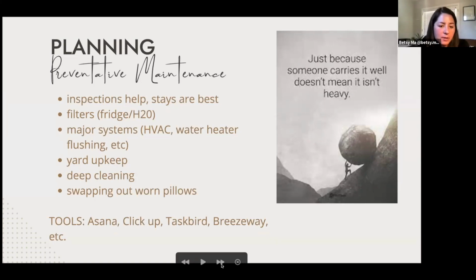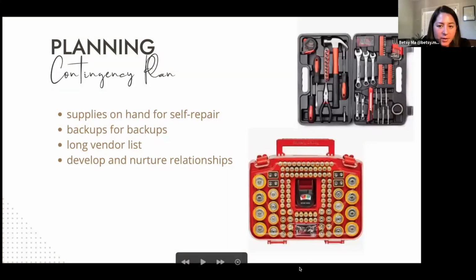So you can use tools like Asana, ClickUp, Taskbird, Breezeway, Google Calendar, reminders, whatever you need to do, but just make sure it's on a schedule. Batteries, even having a toolkit available for guests, and a long vendor list of people that you can turn to. And ultimately, none of that is really feasible without the secret sauce of developing and nurturing relationships with other people in the local community and other investors that are doing business in your same area.